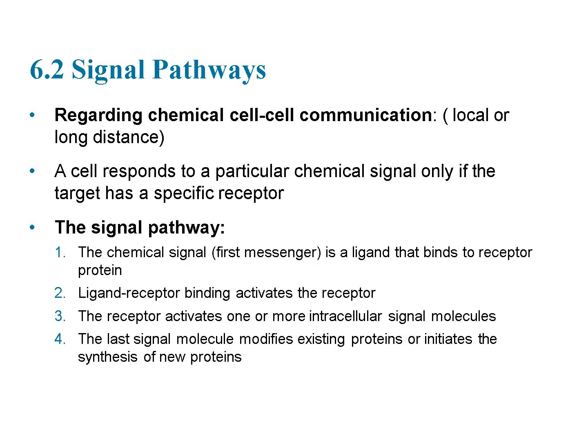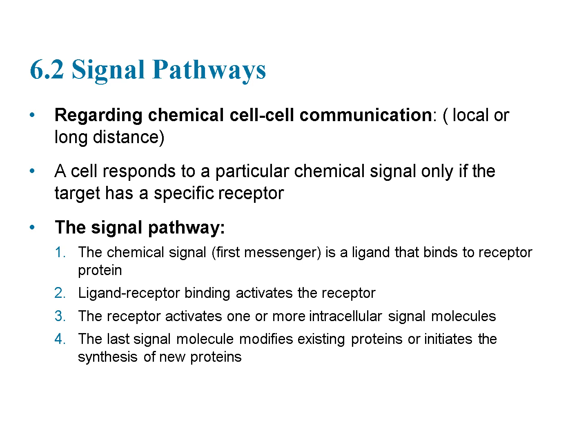Let's talk about signal pathways, the process through which cells communicate and respond to chemical signals, whether locally or across long distances. For a cell to respond to a signal, it must have a specific receptor that recognizes the chemical messenger. Without this receptor, the signal will have no effect. This is how the body ensures that only the correct target cells respond, preventing unnecessary or inappropriate activation. The signal pathway itself can be broken down into several key steps.